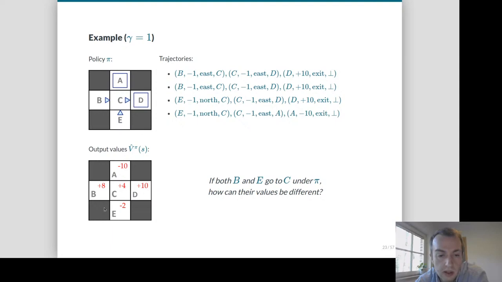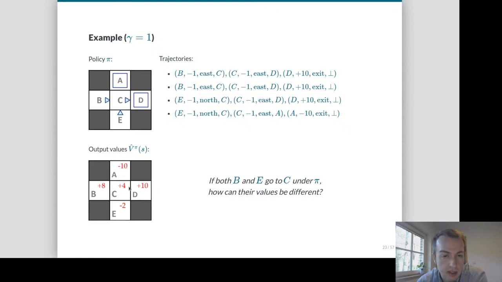So this would work, and this would actually converge to the true values. However, this may take a long time to reach. And one thing that you can notice from these estimated values is that the goodness of B and E are quite different. But it's quite strange, because if both B and E go to C under pi, how can their values be so different?